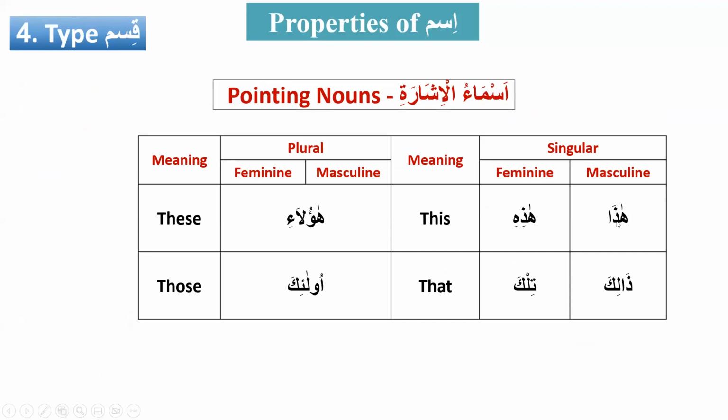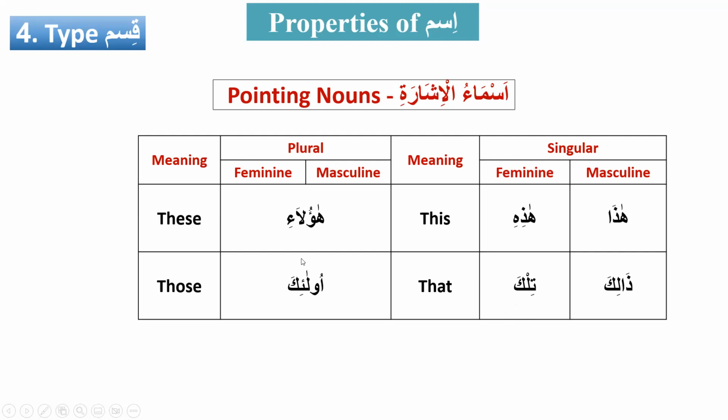So haza means this, hazihi also means this. But haza is masculine and hazihi is feminine. And haulai means these, and it is used for both masculine and feminine. And zalika means that, tilka also means that, but one is for masculine, the other for feminine. And ulaika means those, and it is used for both masculine and feminine.